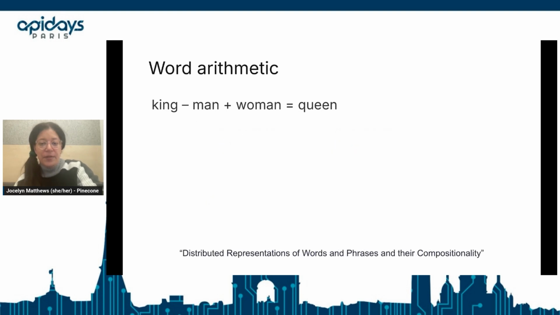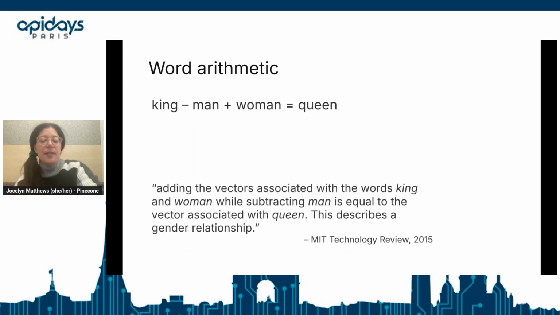And this is a very popular example. It's probably the first one most people encounter when they're talking about embeddings. And it has the virtue of working in multiple languages as well as being easy to remember. And when we add the vectors associated with king and woman and subtract the vector for man, we're going to get something that's equal to the vector associated with queen.